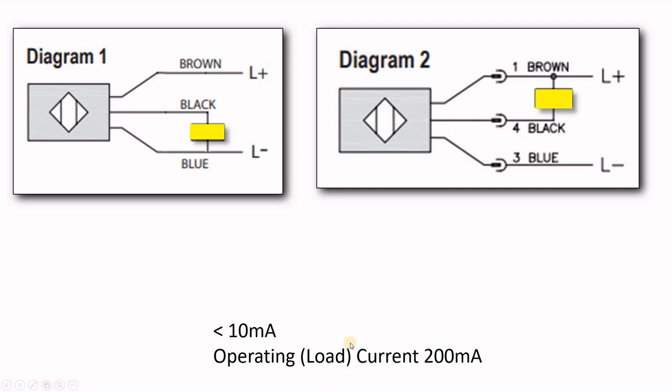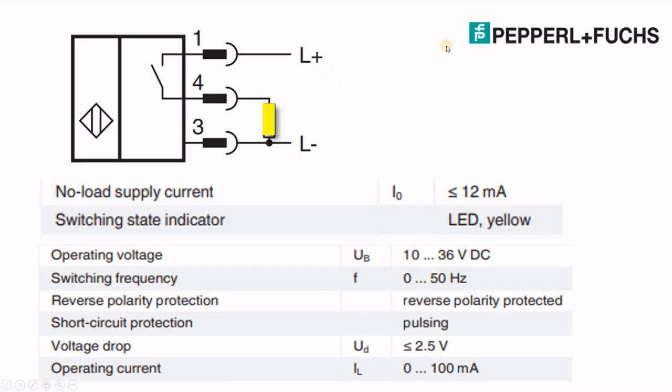of your power. Now, they said that this limit switch or proximity switch will consume 10 milliamps when it is open, but when it is closed, you can draw up to 200 milliamps from this type of switch. If you look at a P&F proximity switch, you can see they said the operating voltage is between 10 to 36 volt DC, and then they give us the no load current is 12 milliamps.